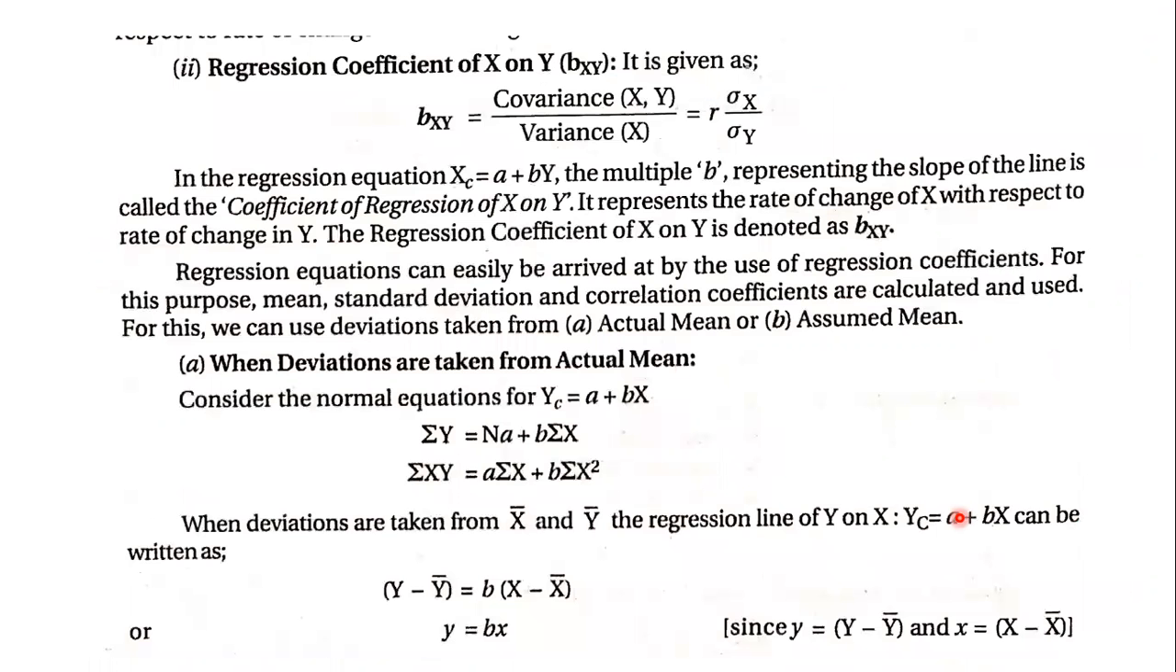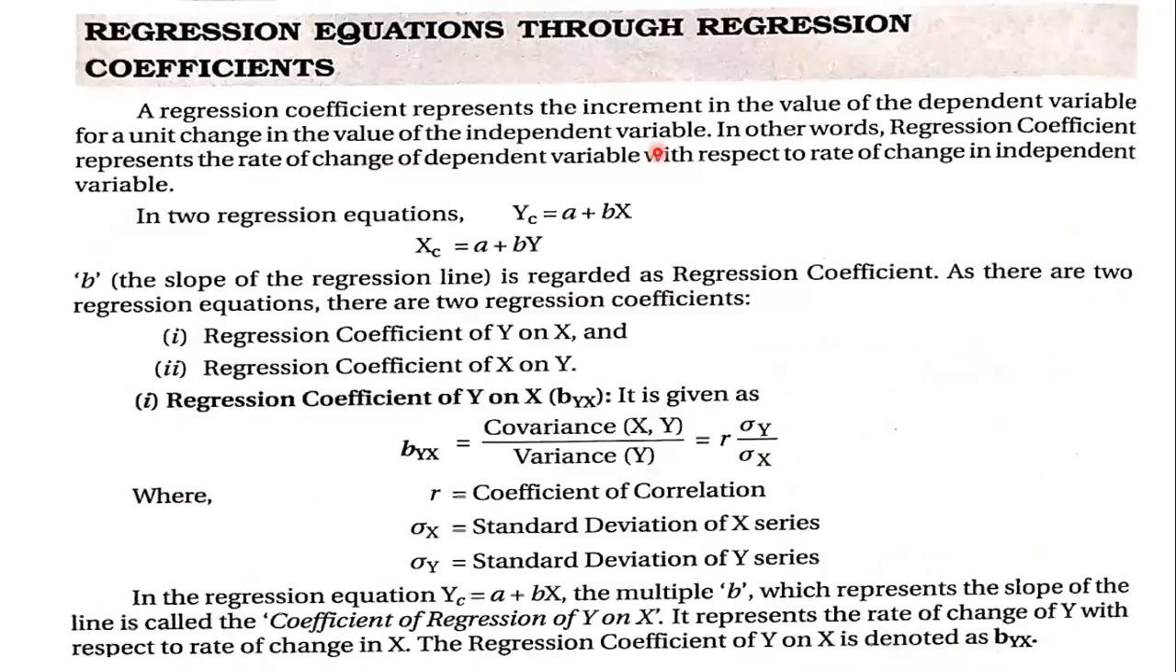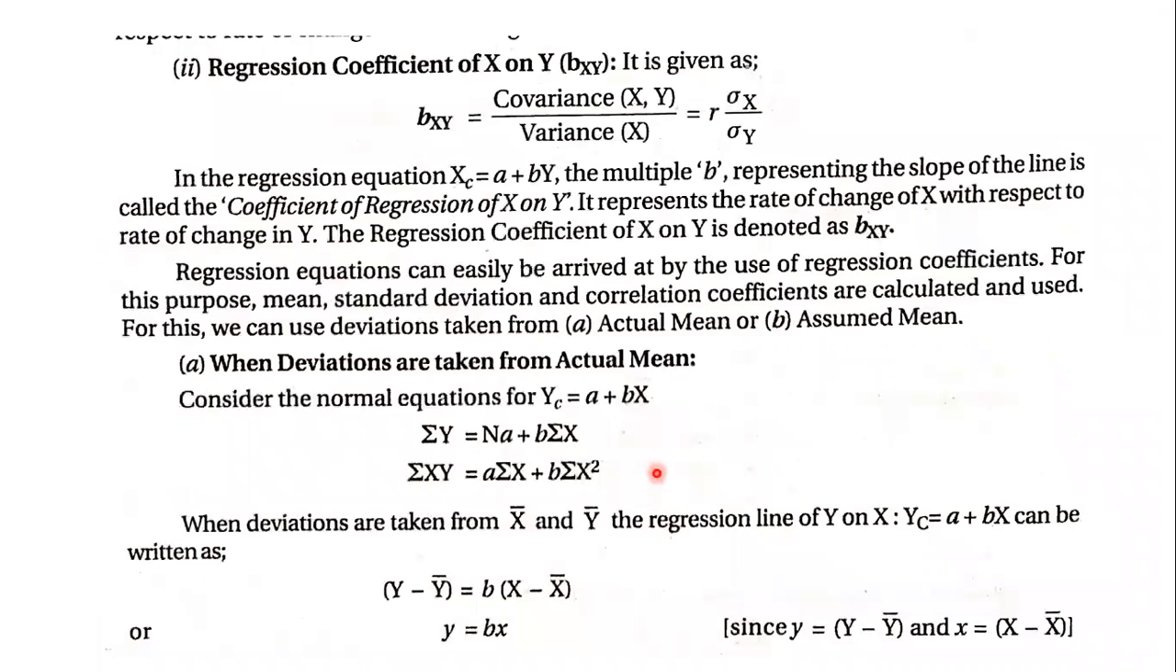Okay, and then the regression coefficient for x on y. In x on y, again covariance xy by variance of x. So if you see here, covariance xy by variance of x for y on x, here y is the priority, but in here x is the priority. So r into standard deviation of x by standard deviation of y should be found out.